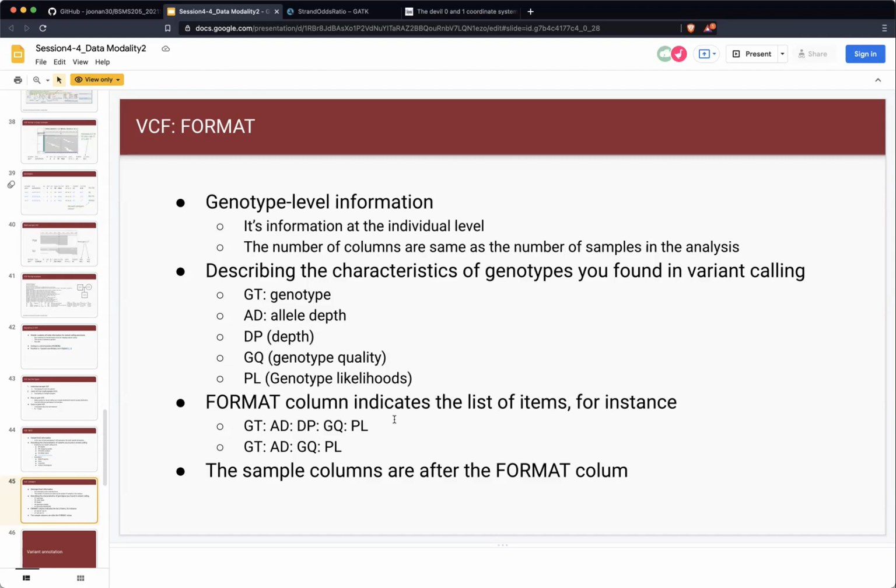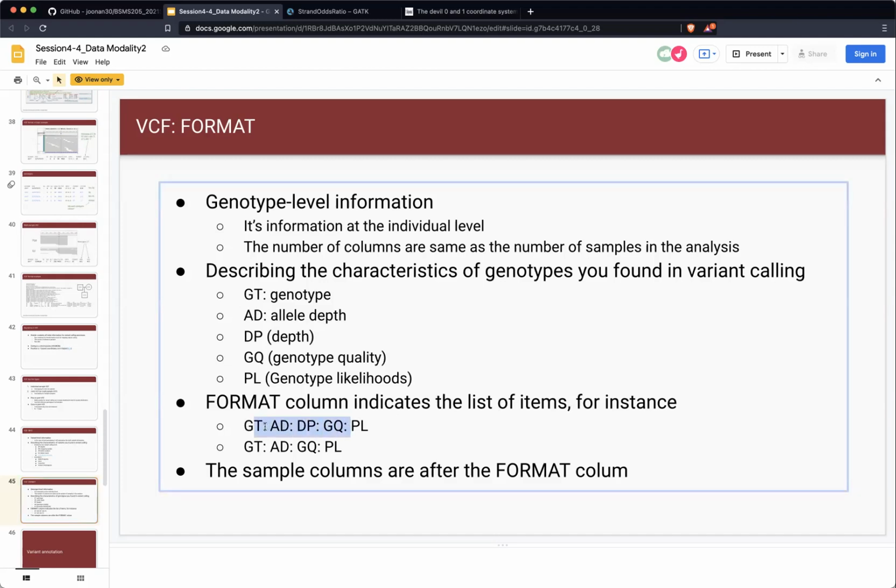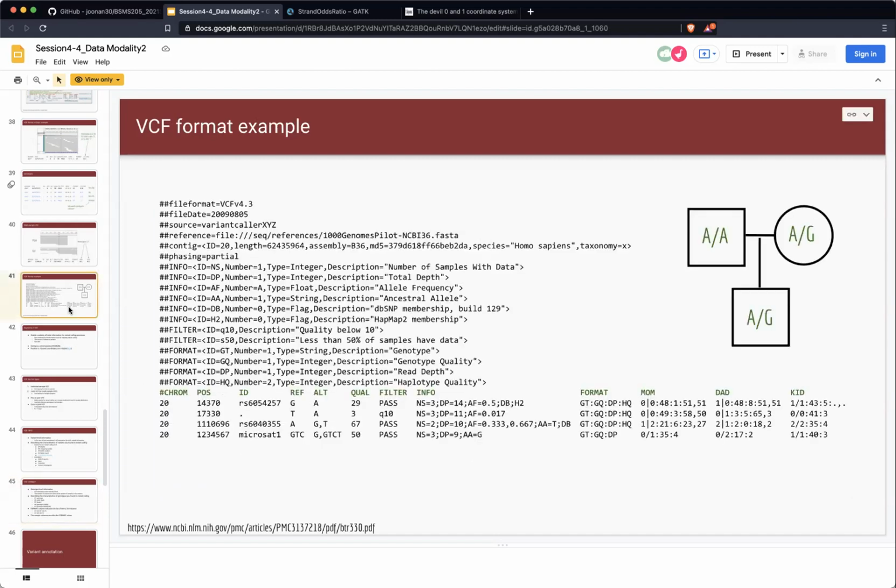So the FORMAT column doesn't have a consistent constitution across the variants. Each variant has its own format information, like in here. The first line could have GT, AD, DP, GQ, PL, and the second line, which is the next variant, could have only 4 items. If you look here, the first variant has 4 items in the format column, but the last one has only 3. So this line doesn't have the HQ in its format, so it is not existing in the samples information. FORMAT basically uses this key information linking to each individual's genotype characteristics.